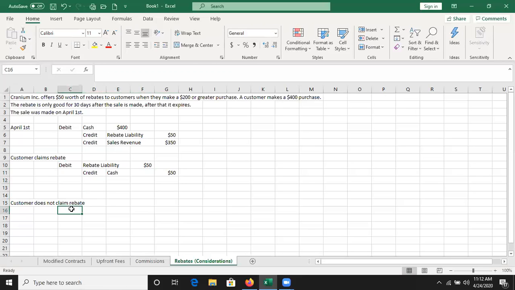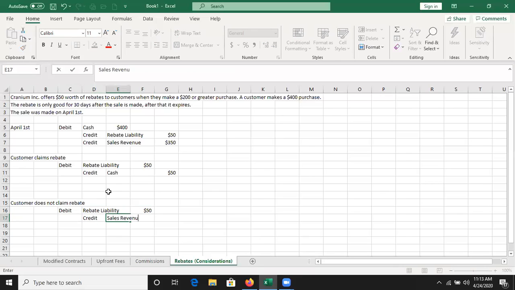But what happens if the customer doesn't claim it? Okay, we recognize this liability. It's past the 30 days. Now what do we do? Nothing crazy. All we do is we get rid of the rebate liability, again, $50, and now we're allowed to put that towards sales revenue. So where initially we weren't allowed to recognize that as sales revenue because potentially we were going to have to give that money to the customer, since they don't claim their rebate, we just recognize sales revenue.